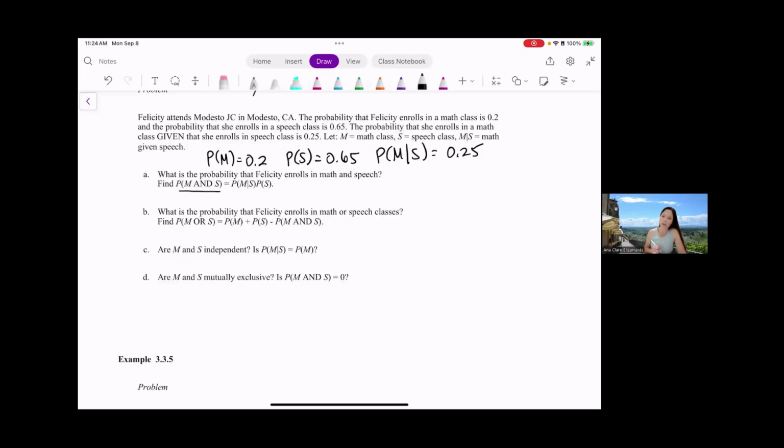Well, we're told the general multiplication formula. That means that I need to take 0.25 times 0.65, and I get 0.1625.